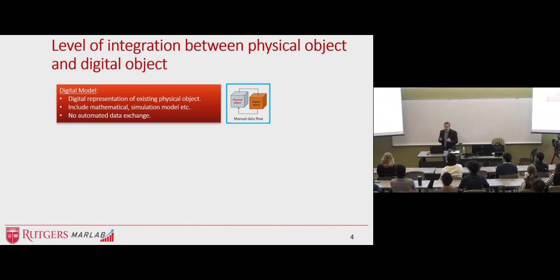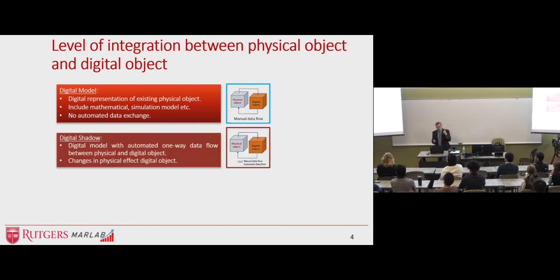First, let's give a definition of the digital model. A digital model is something that you've been doing all the time. Do you do simulation models? Yes, right? You simulate something in ANSYS, you write a MATLAB code, simulate a control system or something. That is a digital model. But it means that the digital object does not communicate with the physical object. There is only manual data flow, which means that you take the digital simulation results and use them the way you want in your physical system.